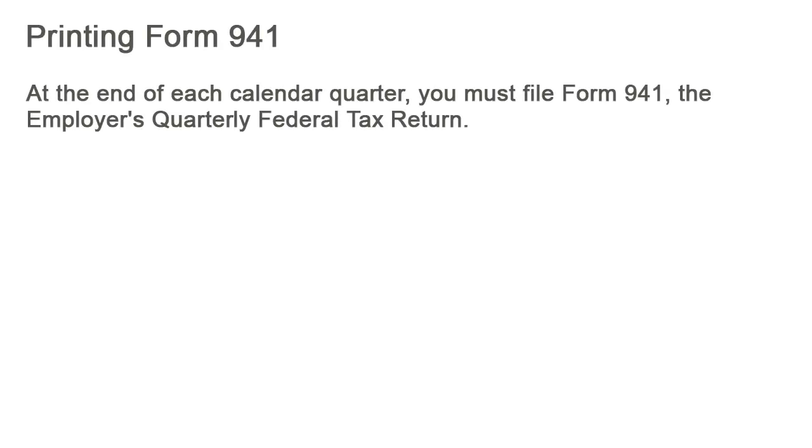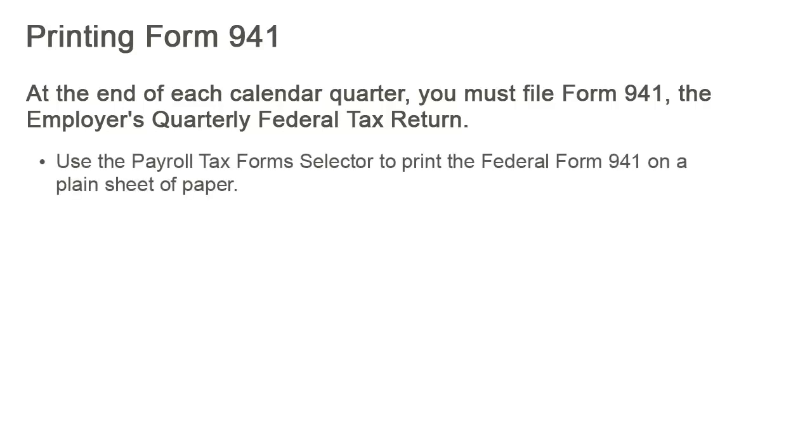At the end of each calendar quarter, you must file Form 941, the employer's quarterly federal tax return. This form is used to report to the IRS how much federal income, Social Security, and Medicare taxes were withheld from your employees' paychecks, as well as the employer's portion of Social Security and Medicare taxes. You can use the Payroll Tax Form Selector to print the Federal Form 941 on a plain sheet of paper. You can also electronically file Form 941.